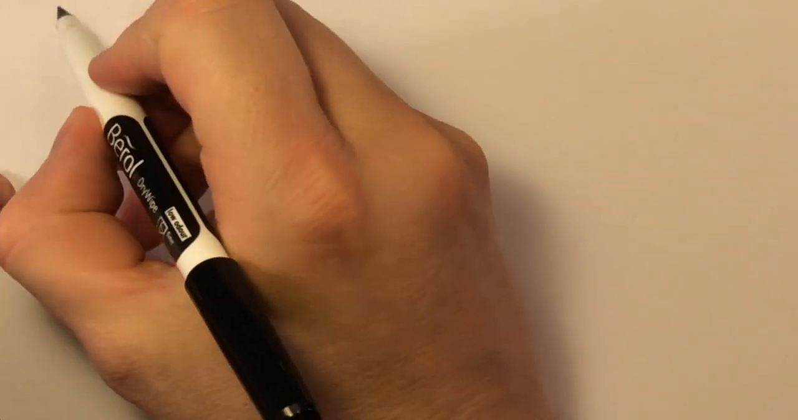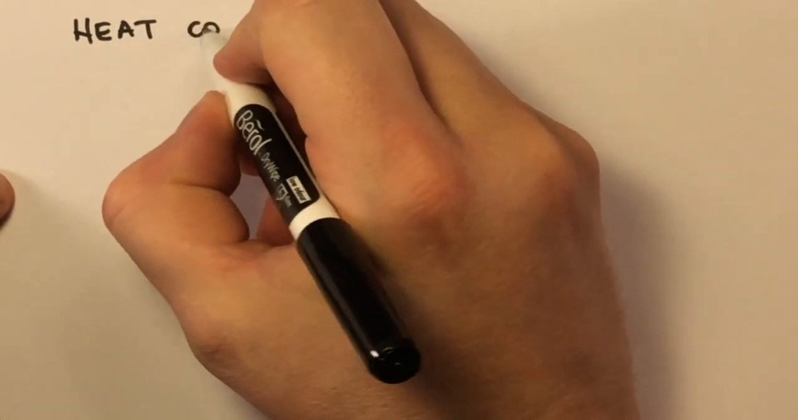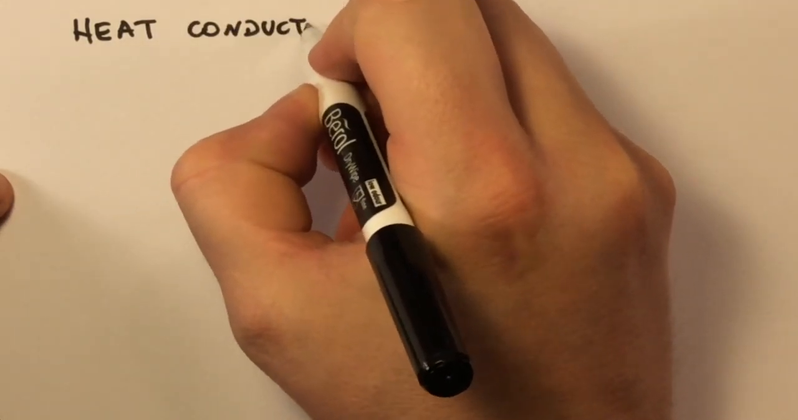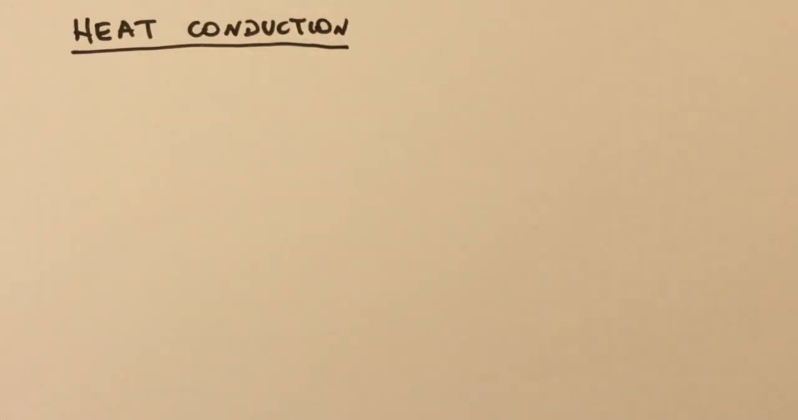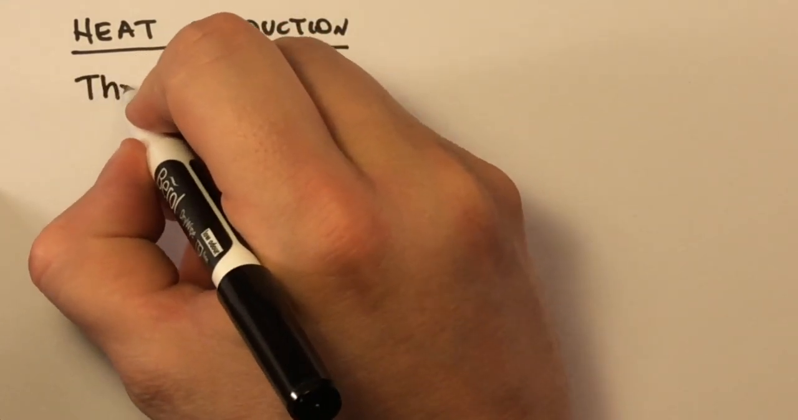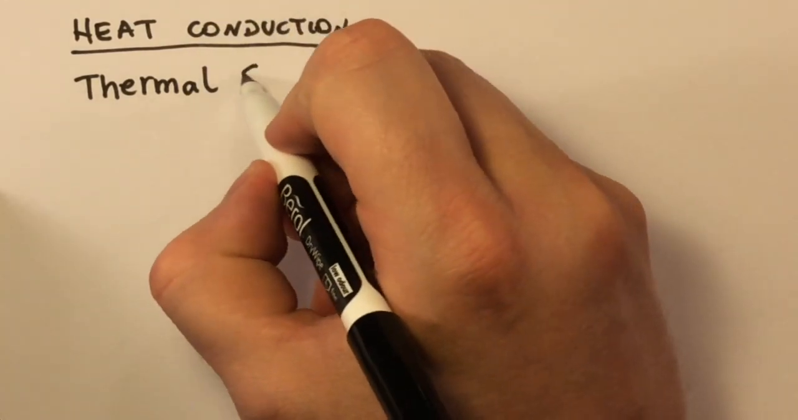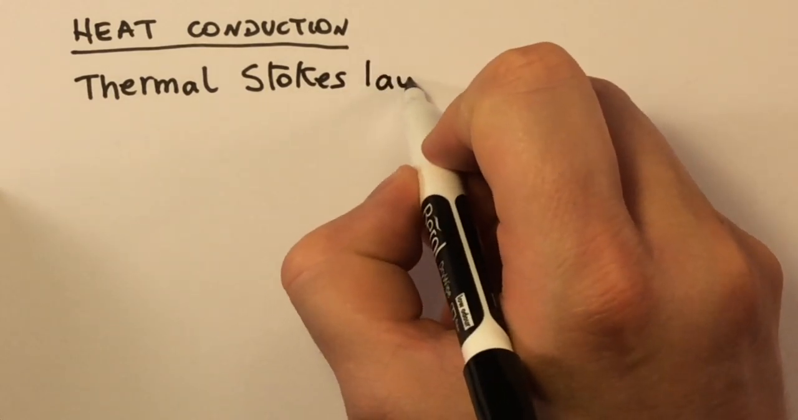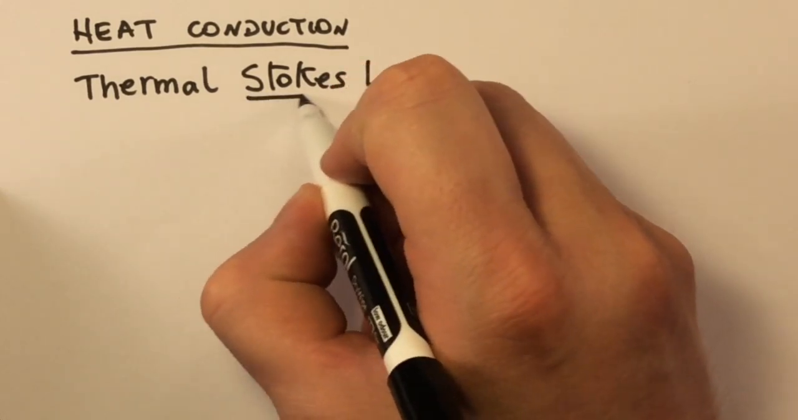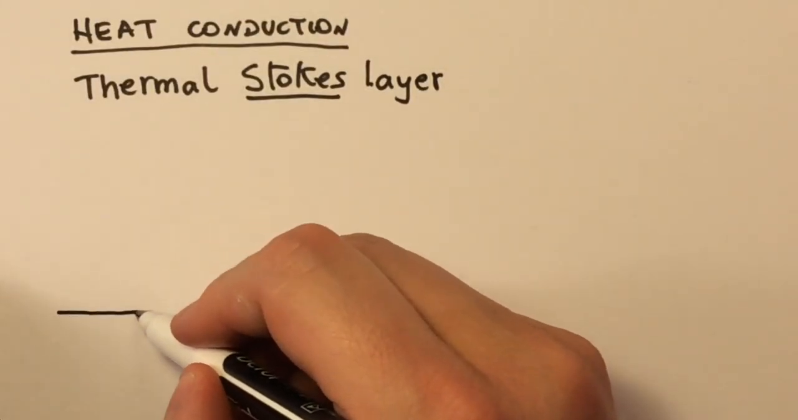Today we are studying a heat conduction problem. In particular, we're looking at the thermal Stokes layer, and I will explain soon why we call this Stokes. Okay, so we consider a semi-infinite solid.